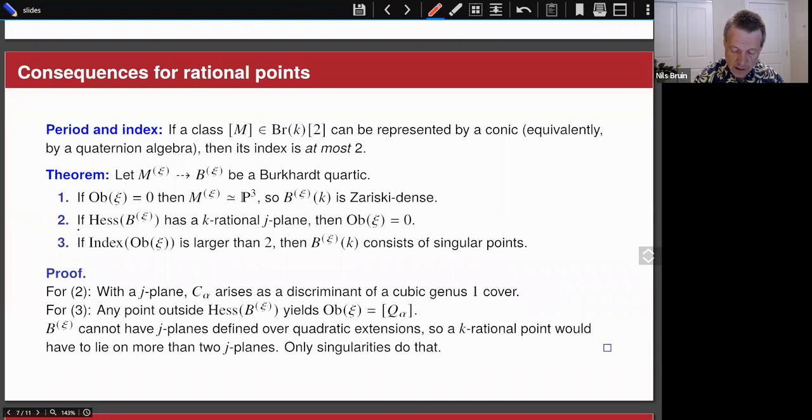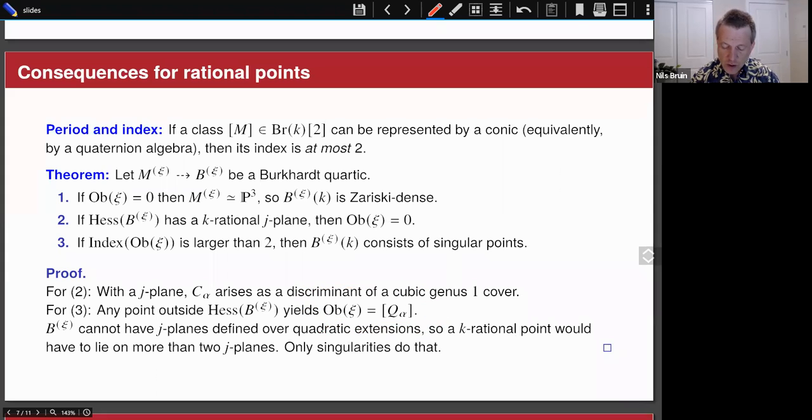And then in the last step here, if the index is in fact larger than 2, then that would mean that your Burkhardt has only singular points. The argument for that is also fairly straightforward. Any point outside of the Hessian would lead to a point that has an appropriate moduli interpretation, and hence you would be able to construct a conic that would have to represent the Brauer class, and hence you get a Brauer class that's represented by a conic, and hence of index at most 2.